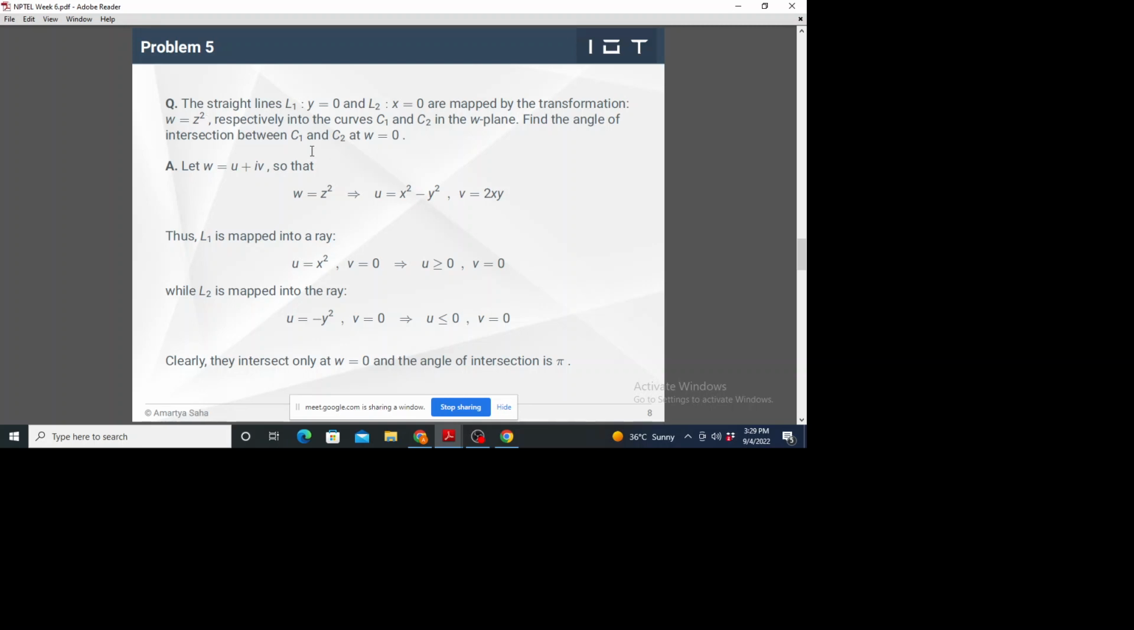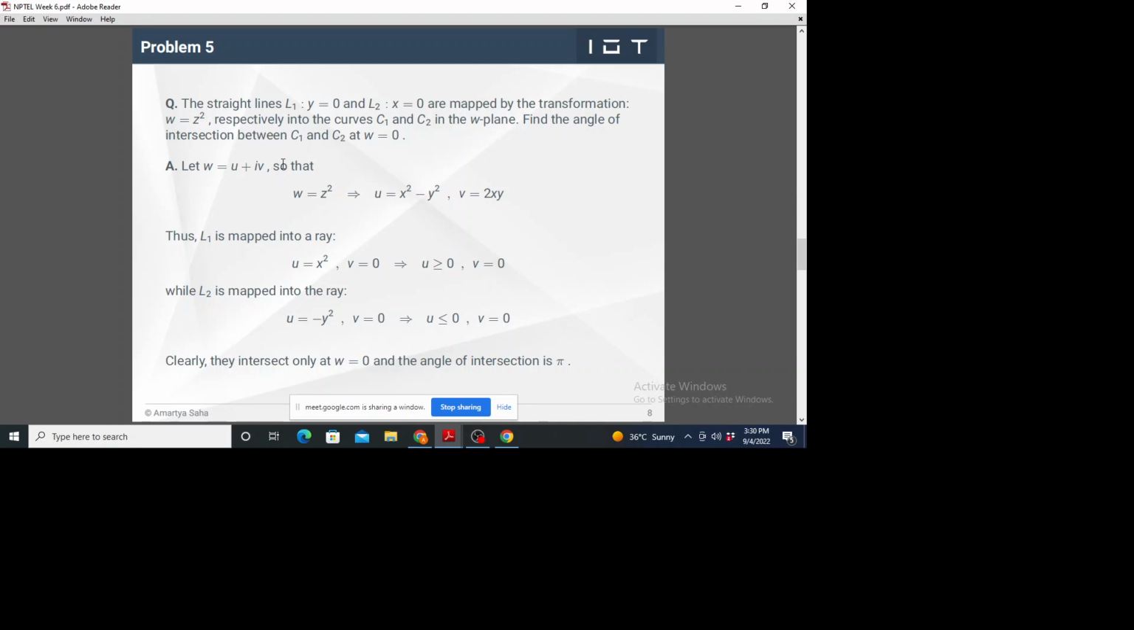And we have to find the angle of intersection precisely at W equal to 0. So you see, we have to find the angle of intersection at the critical point. That is why we cannot use the concept that conformal transformation preserves angle. Okay, so we have to go through the long way, like doing all the calculations from scratch and then finally conclude what the angle will be.